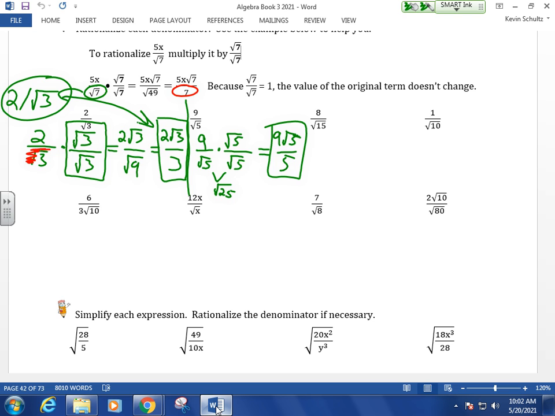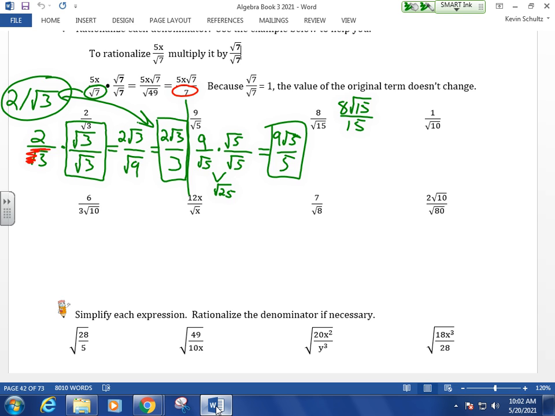And then we introduce variables and other quirks that we need to keep in mind here. Who would like to share their answer for 8 over the root of 15? Joey. Yeah, so 8 times the square root of 15 over 15. That is correct. 8 root 15 over 15.